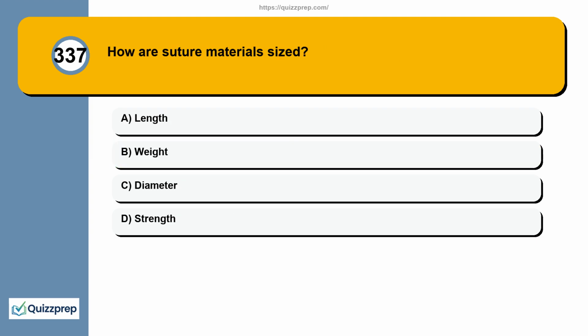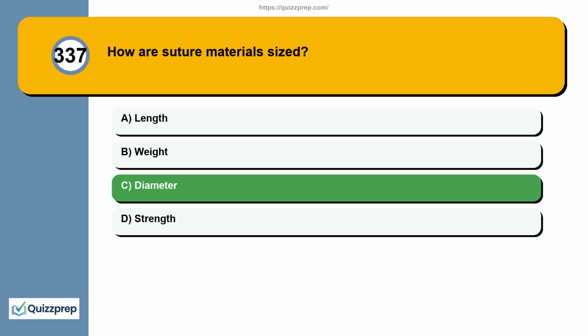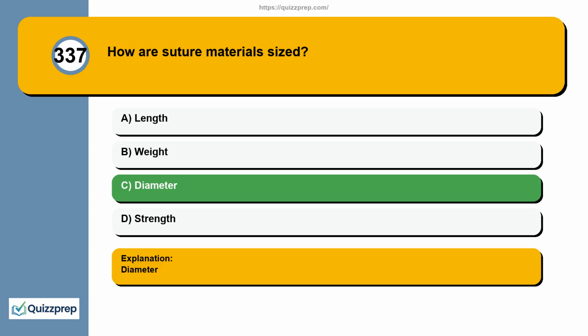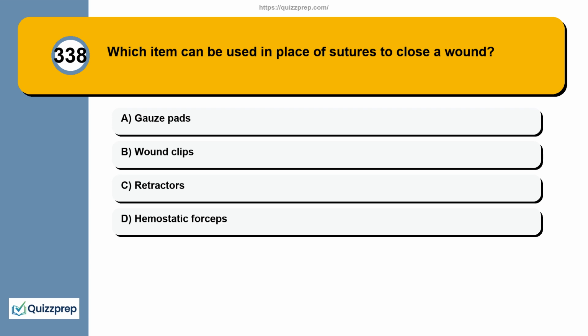Question 337. How are suture materials sized? Option A. Length. Option B. Weight. Option C. Diameter. Option D. Strength. The correct answer is option C. Diameter. Question 338. Which item can be used in place of sutures to close a wound?